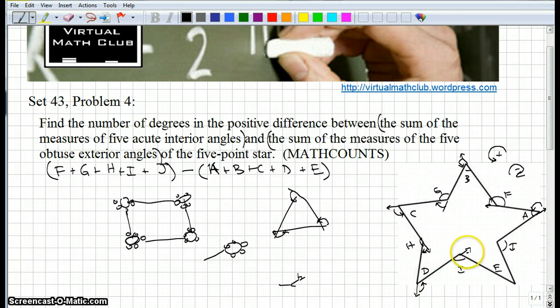He's going this way, and he turns, and then he's going this way, and he turns, and he's going this way, and he turns. And then finally he gets back here to where he started. Okay? So, in order to do that, to get back to where you started, no matter what you're drawing, you have to turn a total of 360 degrees. Okay?